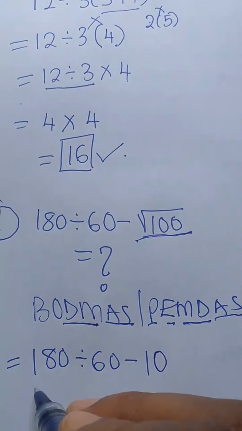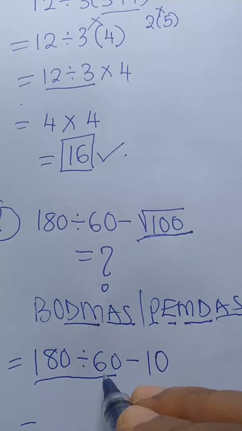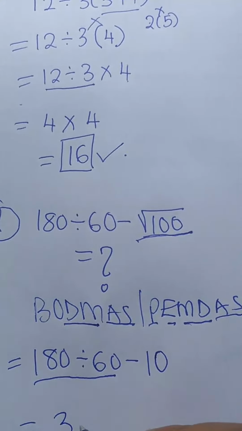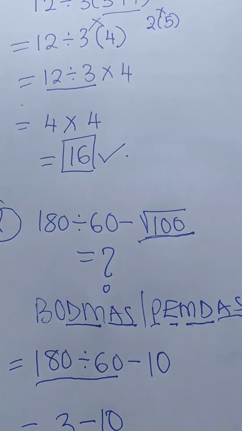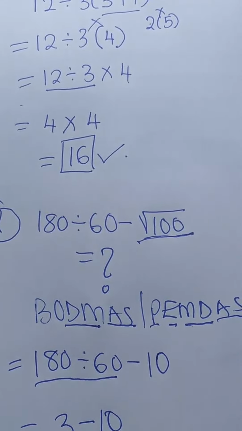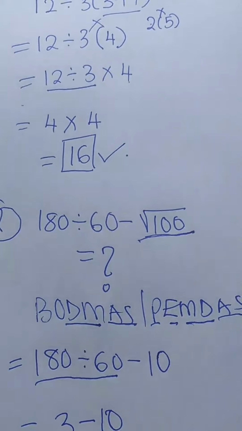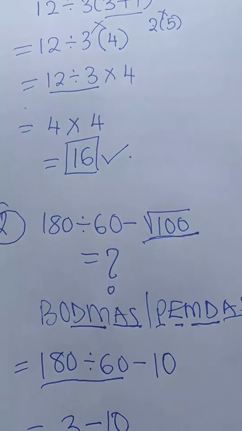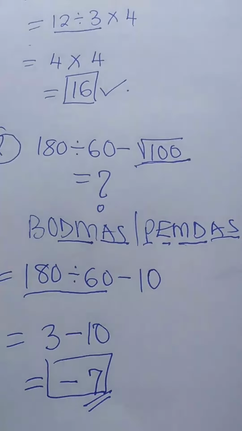Okay, the next thing is division. We divide. 180 divided by 60 is 3, minus 10. And our answer is 3 minus 10. Because you're subtracting a bigger number from a smaller number, you have negative 7. And this is our answer. So the answer is negative 7.